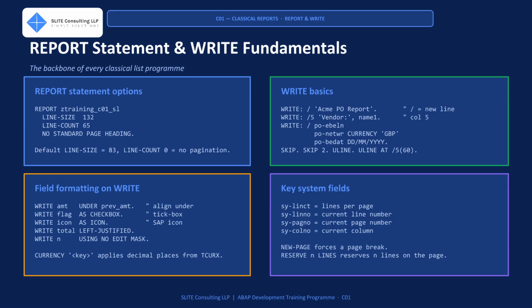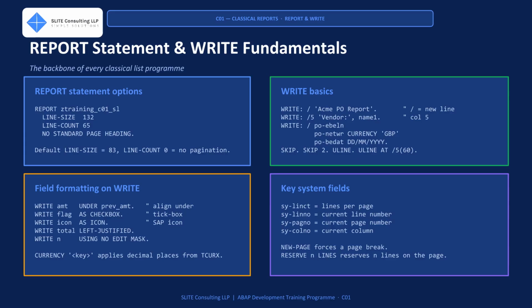The WRITE statement outputs data to the list. A slash at the start means start a new line. Without it, output continues on the same line. You can specify an exact column position. WRITE /5 means new line starting at column 5. Separate items with a comma to continue on the same line.